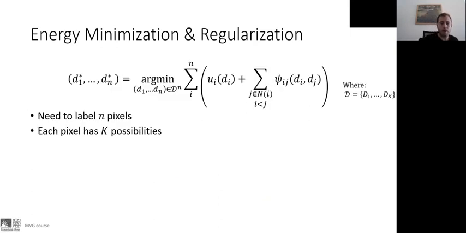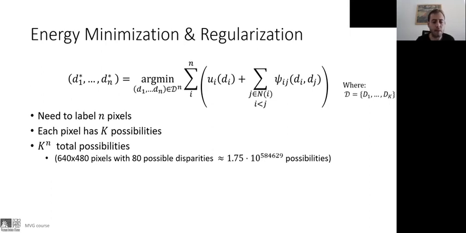So I need to label n pixels where each pixel has k possibilities. So how many possibilities do I have in total? Can someone answer? I have n pixels, each one has k possibilities. So it's a discrete problem actually. How many options do I have? K to the power of n. Yes, k to the power of n, right.